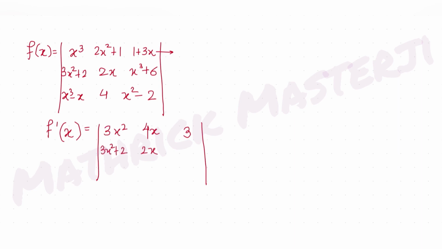So it becomes 6. This becomes x cube minus x. Sorry, this is x cube plus 6, not just 6. This is 4 as it is, and this is x squared minus 2. So I have this now.